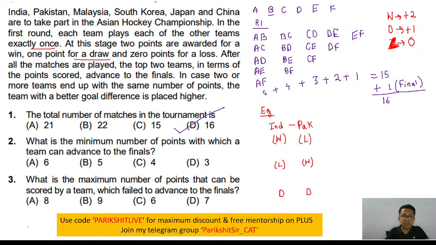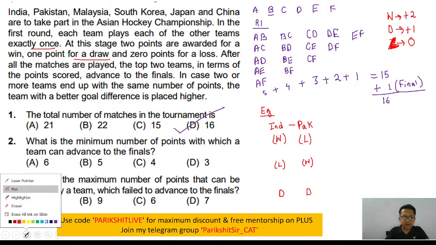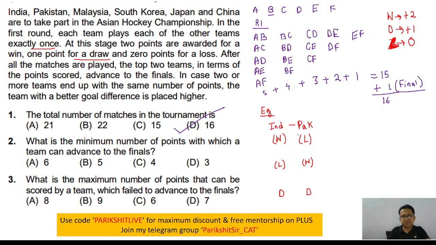Now think about the marking scheme. In the first match, what happens? India gets 2 points, Pakistan gets 0 points. Remember, a win fetches you 2 points, a loss fetches you 0 points. So in total, the number of points in the match is 2. Someone will get 2 points in total. Second possibility, India loses, so India gets 0 points. Pakistan wins, Pakistan gets 2 points. So in total, there are again 2 points in the match.